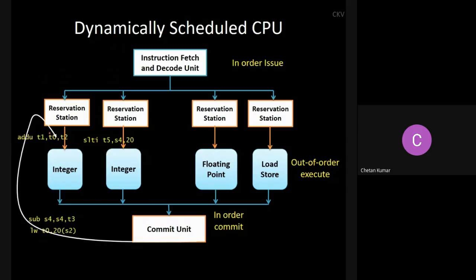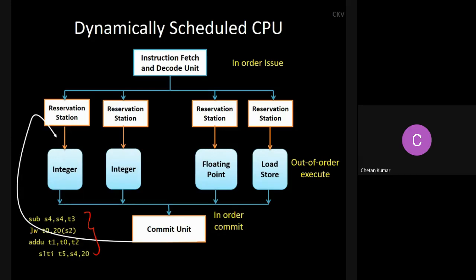Now you can forward the value of T0, because you remember that one of the registers, T2, had its contents available, whereas T0 was not available, but now load has completed its execution. So the T0 value is ready, and that will be forwarded to the reservation station. Then this execution will start and complete. So the add instruction will execute next, and then the SLTI instruction will complete next. So I'll be executing out of order.